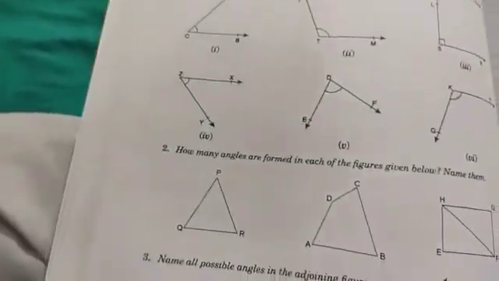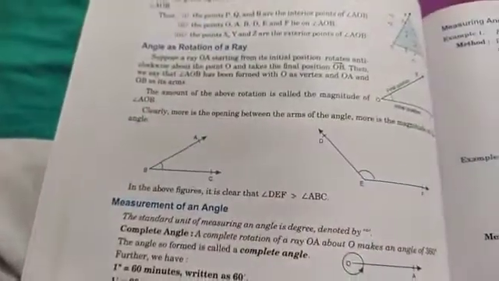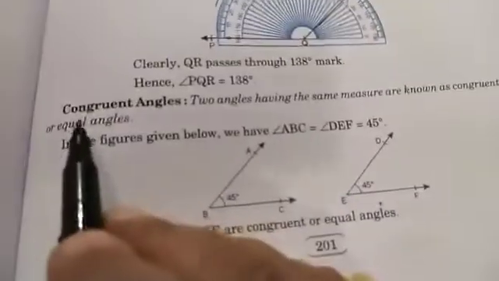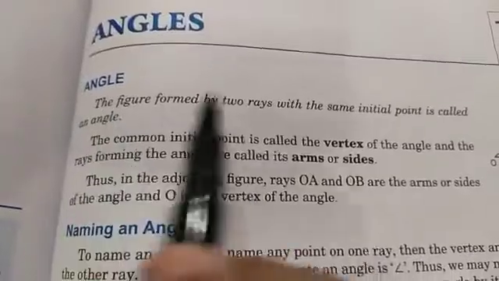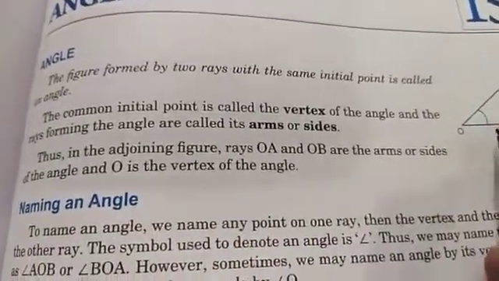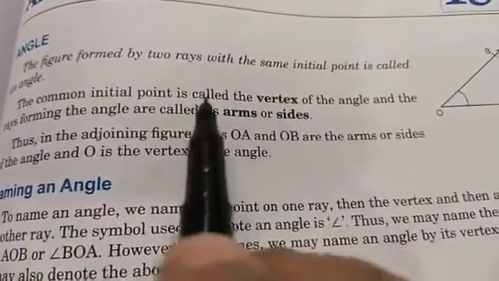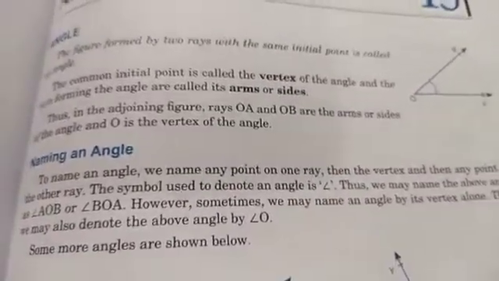Then the definition for congruent angles. The definition of angle with the figure and writing the definition for the vertex and the arms.